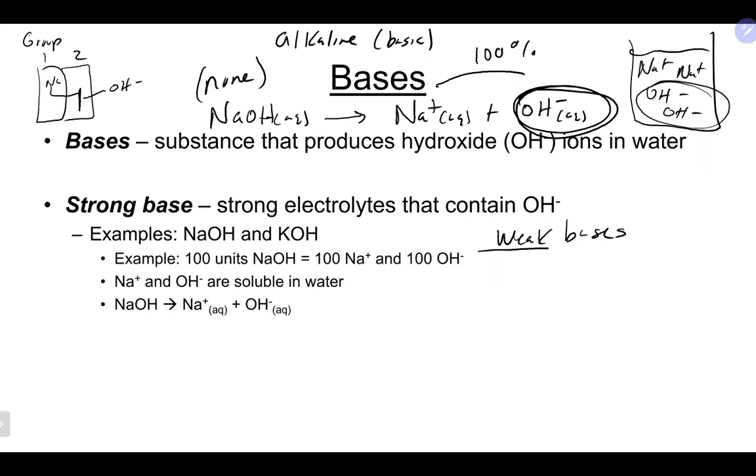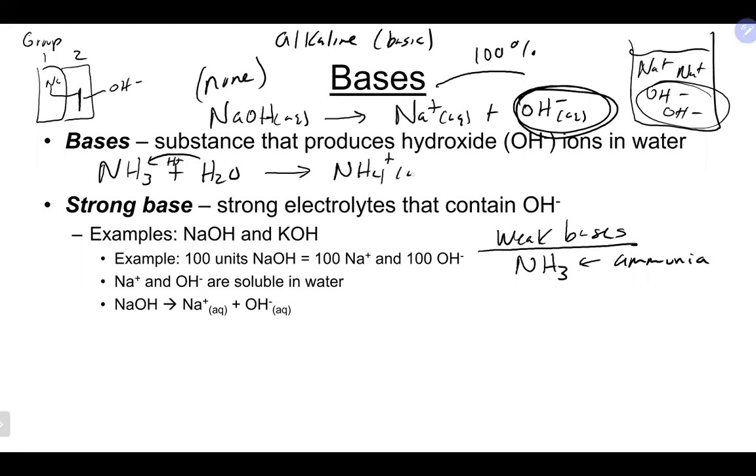I would say probably the most common weak base you'd see in this class would be NH3. NH3 is ammonia. Ammonia, not ammonium, but ammonia, right? And as you can see, the actual formula for NH3 does not contain hydroxide. But what happens when ammonia goes for a swim with water is it is able to take an H plus from water, and what it does is it makes NH4 plus and OH minus.